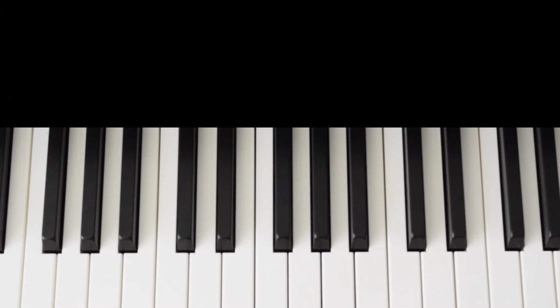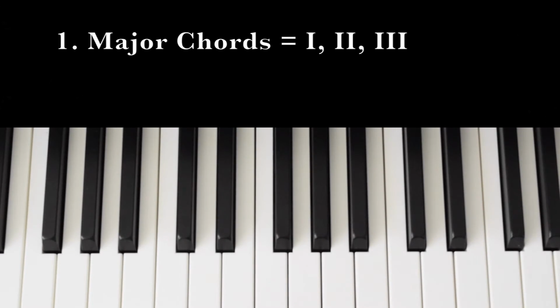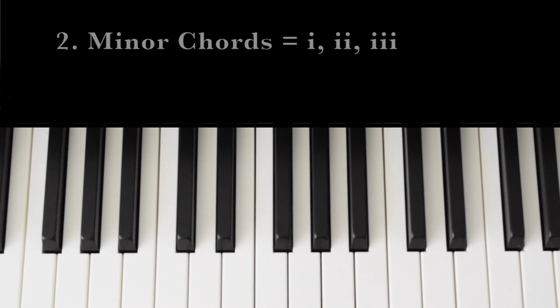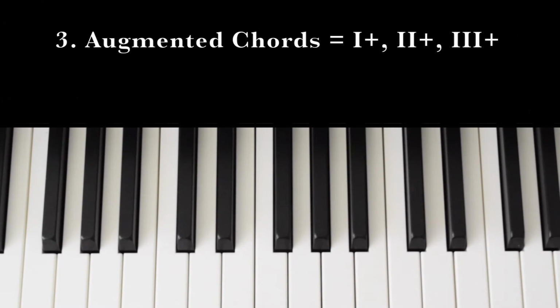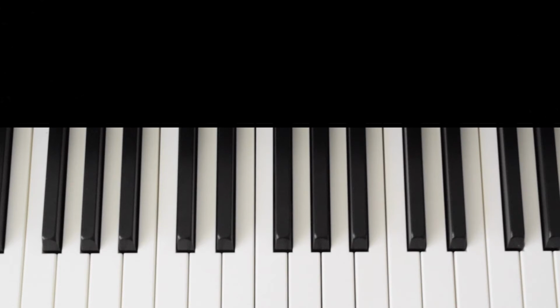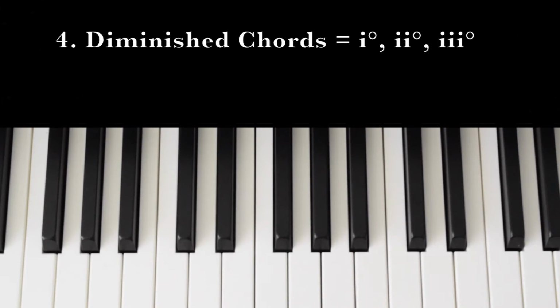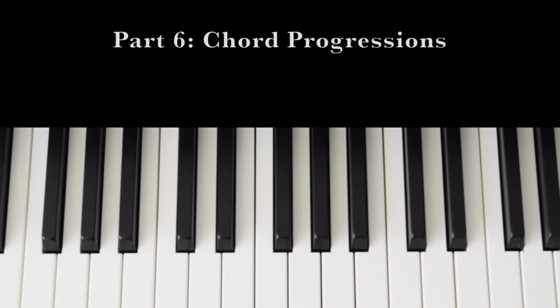So for each type of chord, there's different Roman numerals that can be used. For major chords, it's a capital Roman numeral. For minor chords, a lowercase Roman numeral. Augmented, a capital Roman numeral with a plus sign, and diminished, a lowercase numeral with a 0.